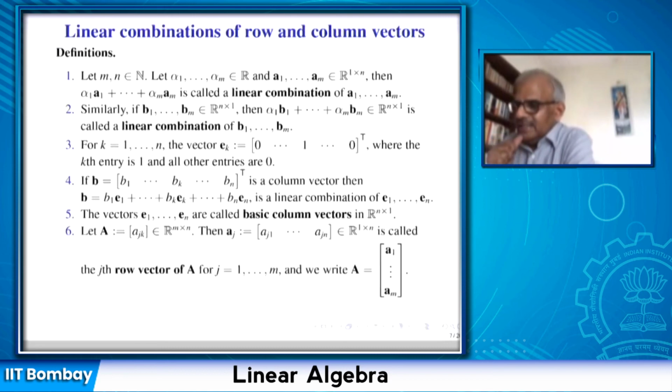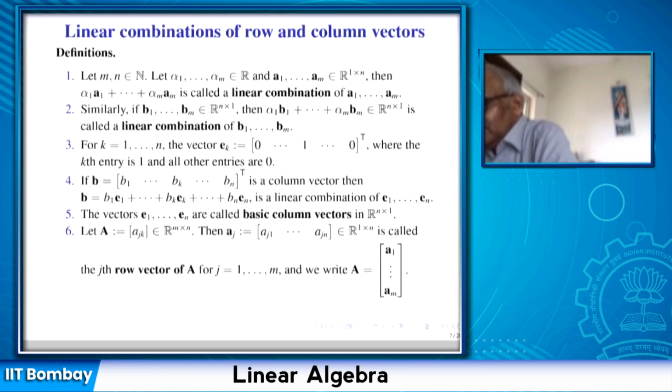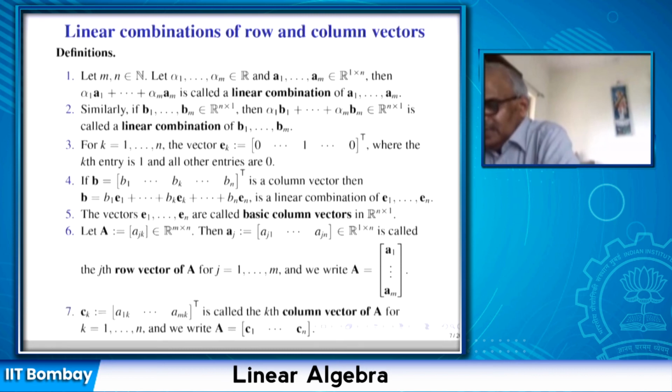If we have an arbitrary matrix of size m by n with real entries a_jk, then a_j is called the jth row vector. So the jth row vector has entries a_j1, a_j2, a_jn, and similarly we can display the matrix in terms of the row vectors. It's an m by n matrix, so there are m rows, there are m row vectors a1, a2, am. So we can write the matrix by displaying the row vectors.